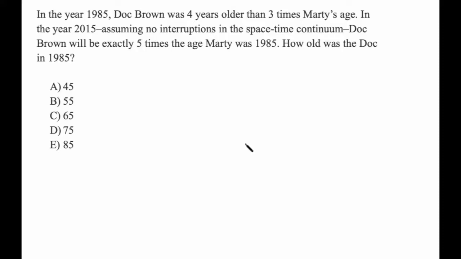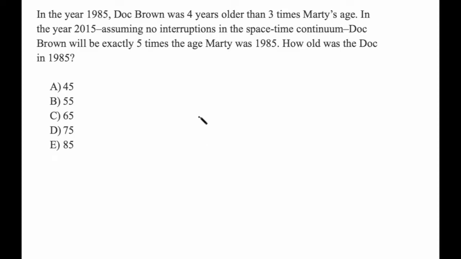In the year 1985, Doc Brown was 4 years older than 3 times Marty's age. In the year 2015, assuming no interruptions in the space-time continuum, Doc Brown will be exactly 5 times the age that Marty was in 1985. How old was the Doc in 1985?